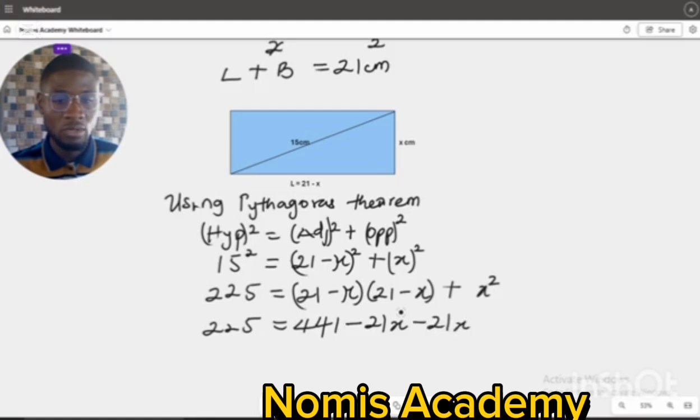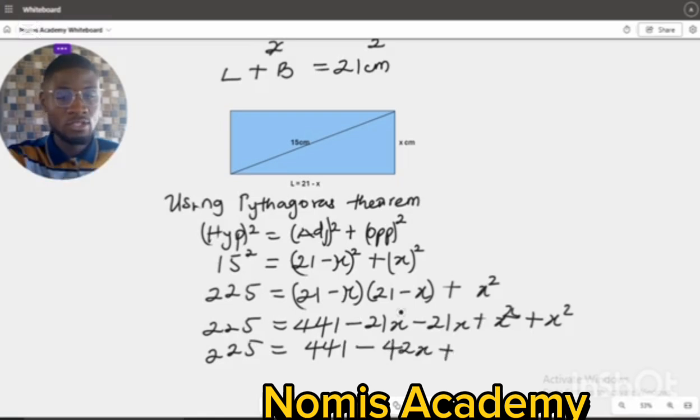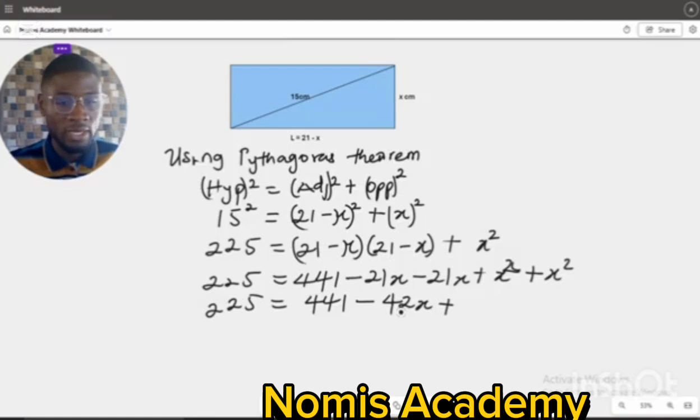Minus times minus is plus, x times x should be x squared, right? Now plus another x squared that we have left. So we are left with 225 equals 441 minus 21x minus 21x, then we have minus 42x. Now plus x squared plus x squared, that I should have 2x squared. So let us collect like terms and make it look like a quadratic equation, since we have an unknown having a degree of 2, right?